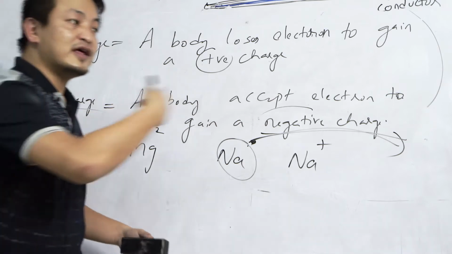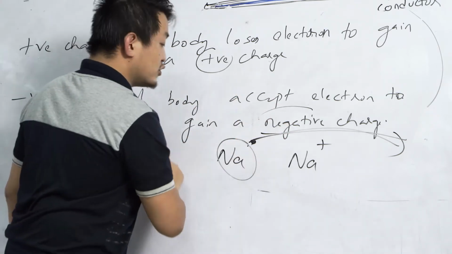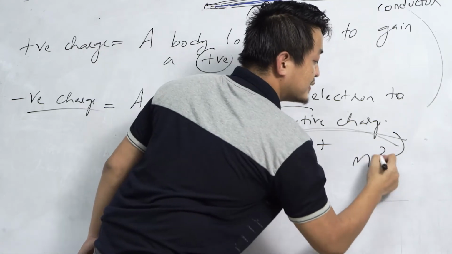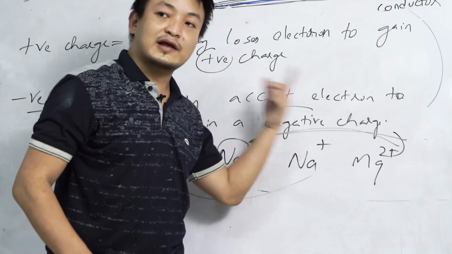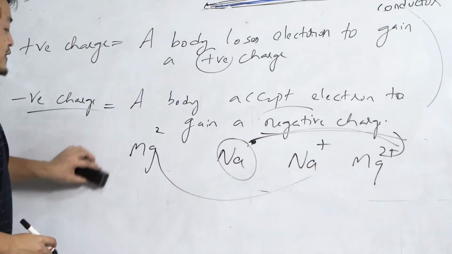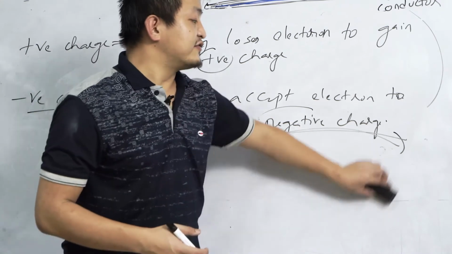Whenever it donates two electrons, I get two positive charges. So after donating, magnesium becomes Mg2+. Why? Because it has donated two electrons. Now that is all about this positive and negative charge. Clear?